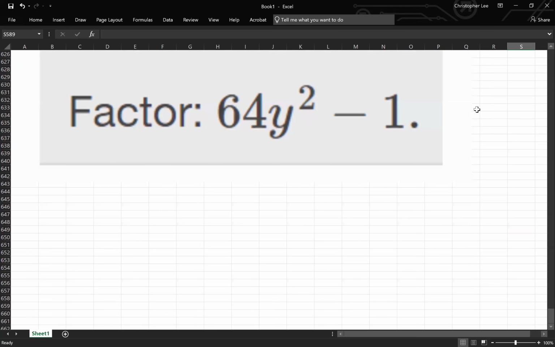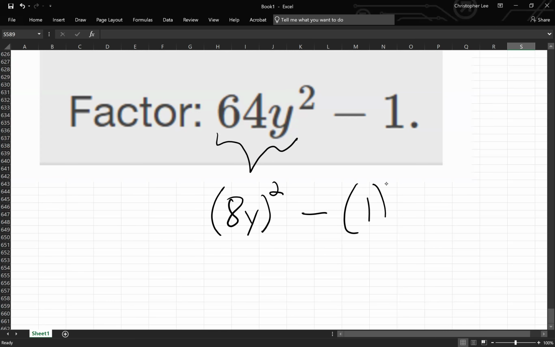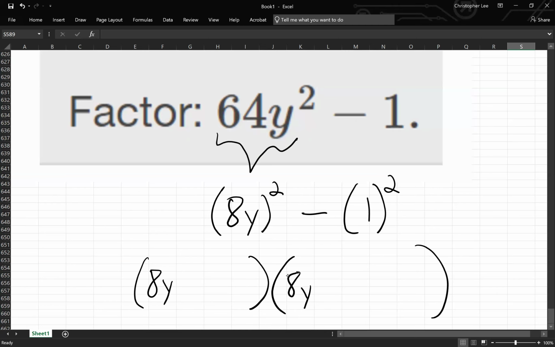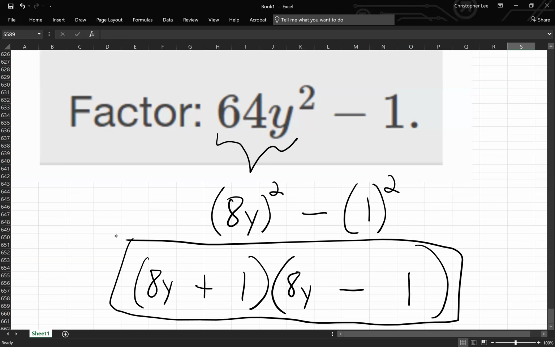So look at this example here. I have 64y squared minus 1. Now you already know 64y squared is just 8y squared, minus the 1 squared. That's the difference of these two perfect squares. So what's my answer going to be? It's going to be a binomial. My A term is 8y, my B term is the 1. One of the answers is positive, one is negative. I'm done. That's it. That's the difference of two perfect squares.